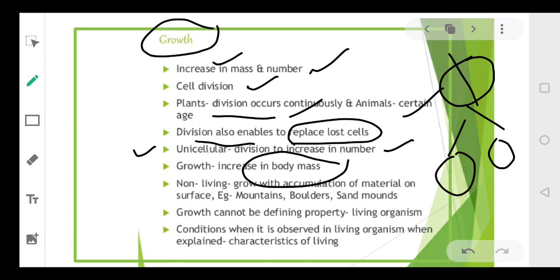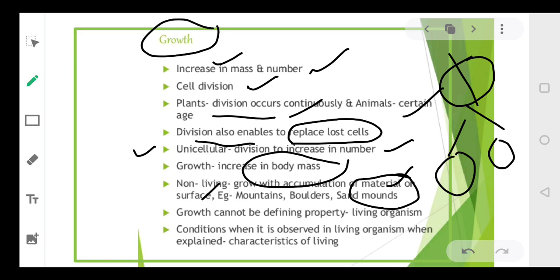Okay, students? Now non-living things grow by accumulating material on their surface. Suppose there are mountains, then continuously some amount of snow falls on them, some dust falls on them. Like in case of rivers also, some amount of soil gets deposited at the bottom, isn't it? So non-living things grow by accumulating materials on the surface.